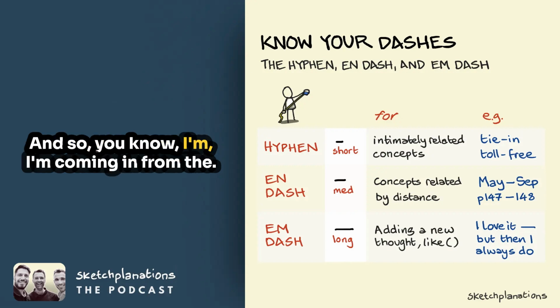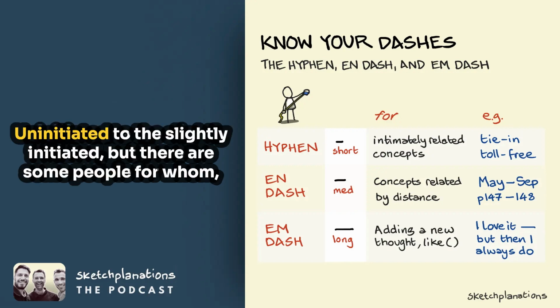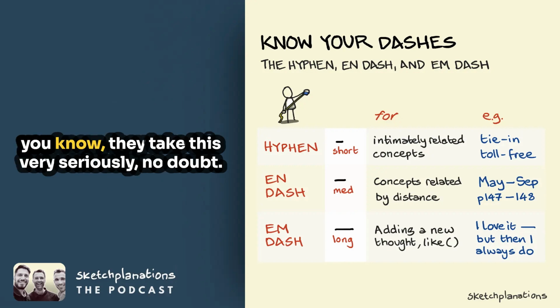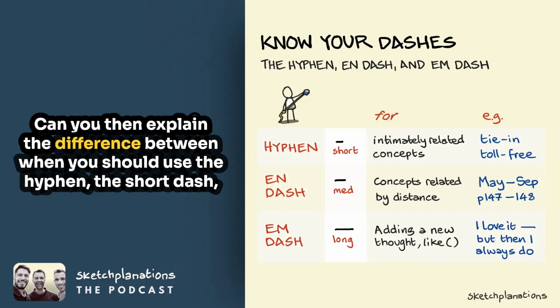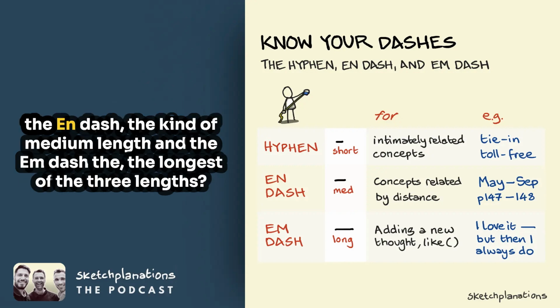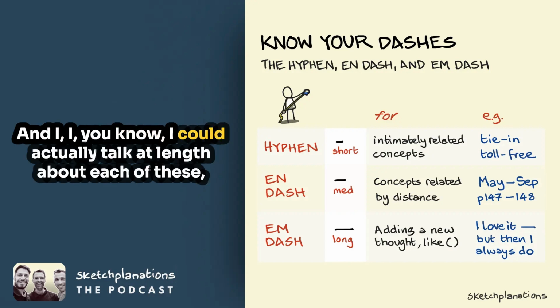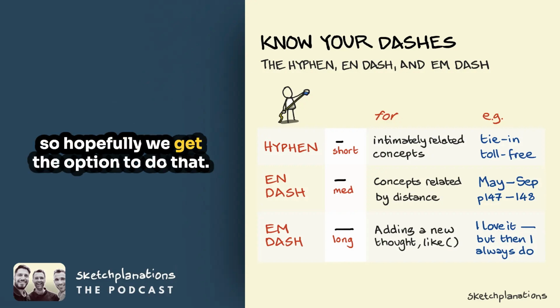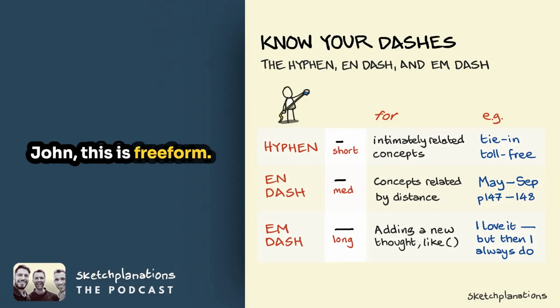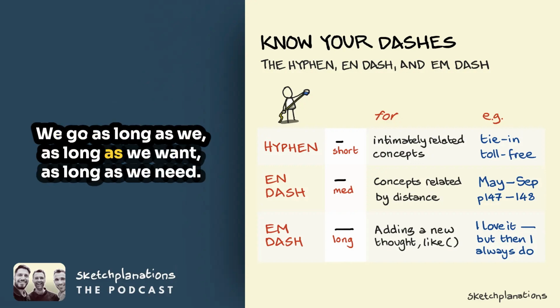And so, I'm coming in from the uninitiated to the slightly initiated, but there are some people who take this very seriously, no doubt. Can you then explain the difference between when you should use the hyphen, the short dash, the N dash, the kind of medium length, and the M dash, the longest of the 3 lengths? Yeah. And I could actually talk at length about each of these. So hopefully we get the option to do that. Jono, this is free form. This is a podcast. We go as long as we want, as long as we need.